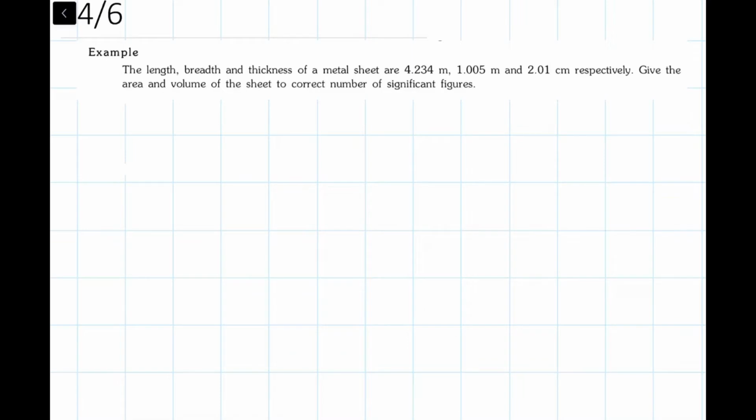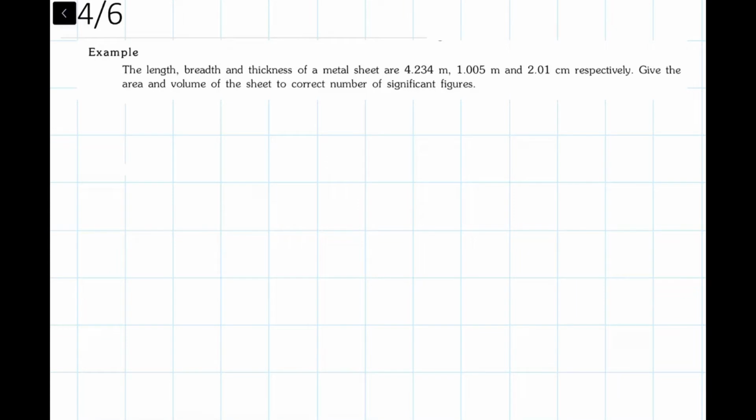The length, breadth and thickness of a metal sheet are 4.234, 1.005 and 2.01 centimeter respectively. Give the area and volume of the sheet to correct number of significant figures. This is the question. So we have to calculate the area of a box and the volume of the box. So let's calculate the area first.